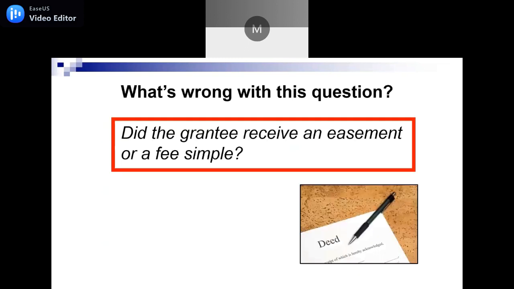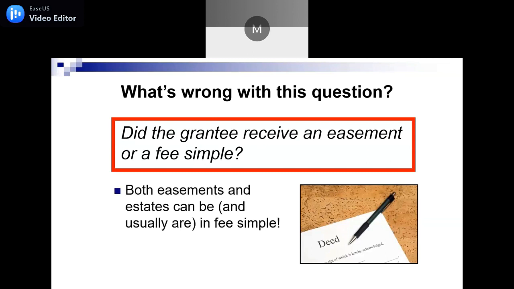Now, here's an interesting question, one that you'll sometimes see in judicial decisions. They will say, the issue in this case is, did the grantee receive an easement or a fee simple? Well, what's wrong with that question? It's a completely nonsensical question, and yet it gets asked all the time. The reason it's nonsensical is that both easements and estates can be, and usually are, in fee simple.